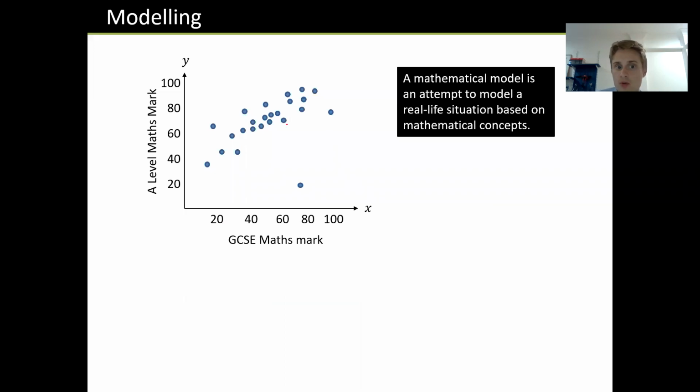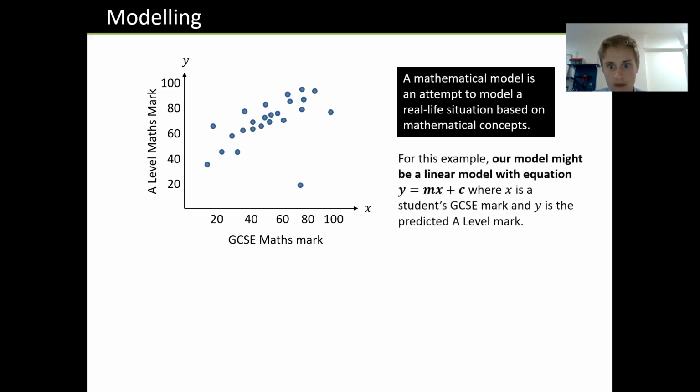One thing we can do is start trying to model some of this, even though we haven't learned the most sophisticated maths in the world, we can still have a good go at this. So A-level maths mark, GCSE maths mark, some data from a scatter diagram. Your calculator is very, very good at turning something like this into a straight line graph, in fact. So it's going to try and find a y equals mx plus c that describes this situation that we're seeing.